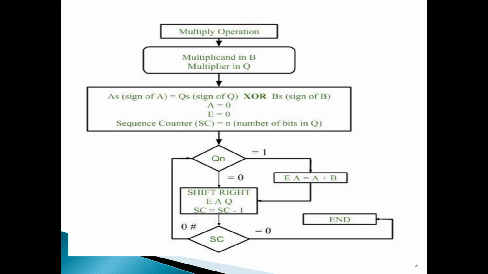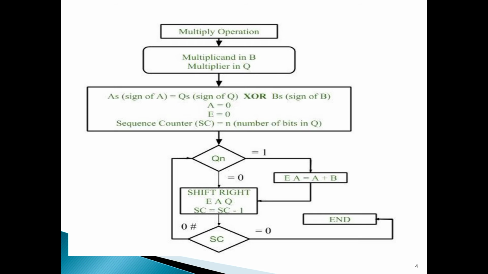The next one is the sequence counter. What is SC? SC is known as the sequence counter. The sequence counter is the number of bits in the multiplier, not the multiplicand. For example, in the previous example, how many bits does the multiplier have? 5. So here the sequence counter is equal to 5. Every time, the sequence counter is decreased. So this is the initialization part.